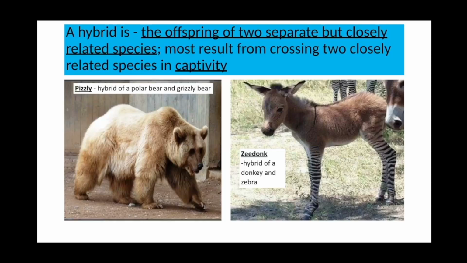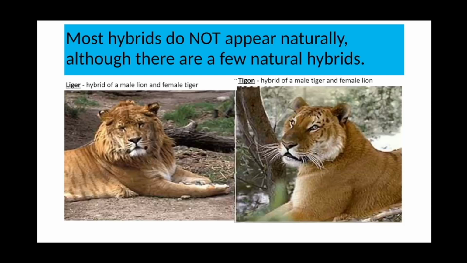So the definition of a hybrid would be the offspring of two separate but closely related species. They have to be closely enough related for the sperm and the egg to actually produce a viable offspring, or just to produce an offspring, but it may be inviable if it dies, or infertile. And oftentimes they will be infertile. So a pizzly would be the hybrid of a polar bear and a grizzly bear. And then a zedonk would be a hybrid of a donkey and a zebra. And it seems like these are made up, but these are actually real.